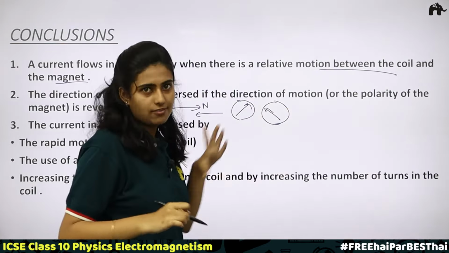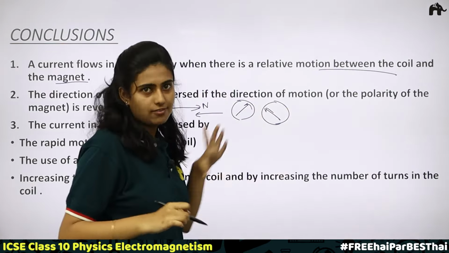Third point, the current in the coil is increased by. How can you increase the current in the coil? One we have discussed, what is it? The rapid motion, okay? The rapid motion of the magnet or coil, that is moving the magnet or the coil very fast. Okay, in and out, if you are moving very fast, in that case, you can increase the current. The use of a strong magnet, you are using a bar magnet.